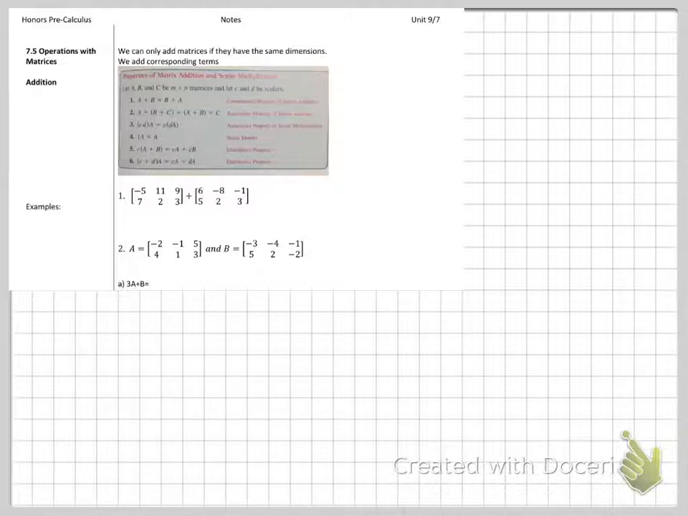So commutative, you can add A plus B, or you could add B plus A, it doesn't make a difference. Associative, you could do B plus C first and then add A, or you could do A plus B first and then add C, it doesn't matter.